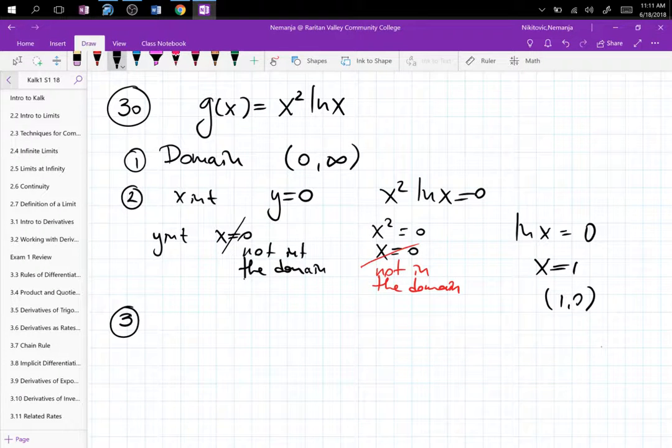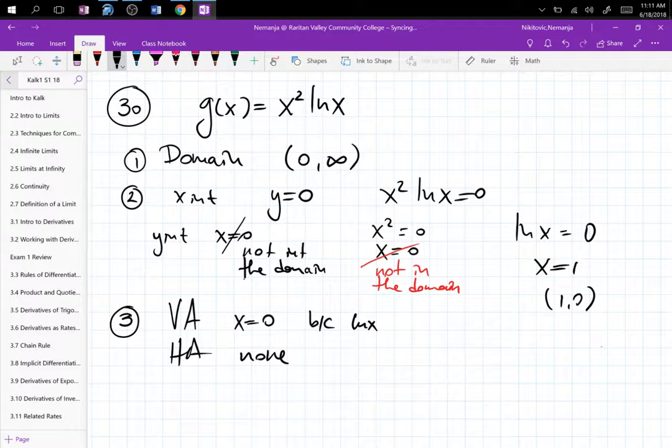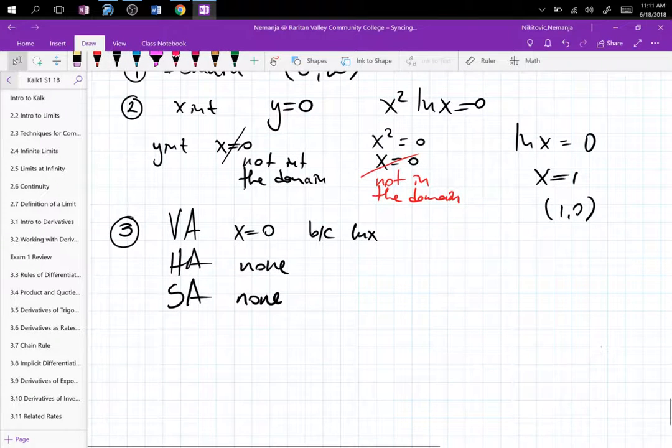So number 3, vertical asymptote, clearly x equals 0 because ln x has the vertical asymptote there. Horizontal asymptote, none. Slant asymptote, none. We don't have it. A slant asymptote only happens when you have polynomial divided by polynomial, if the degree on top is 1 higher. So that's that.